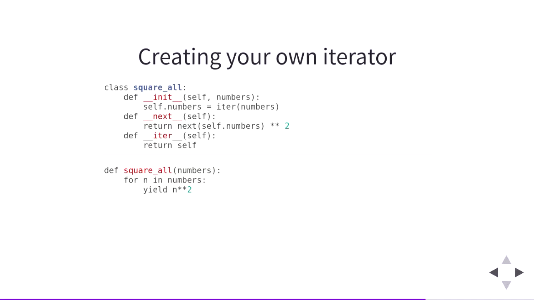Another way we could implement this same thing is with a generator expression. This is equivalent to that generator function, which is equivalent to that iterator class. This does the same thing. Its syntax looks more like a list comprehension, though. So if you need to make a lazy iterable, think of iterators and reach for generator functions or generator expressions.